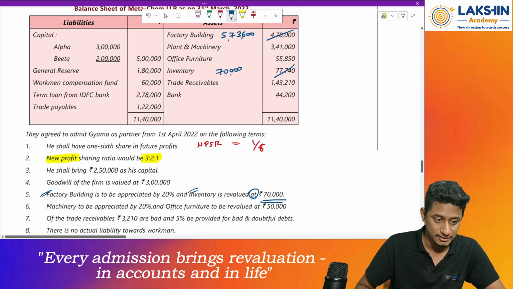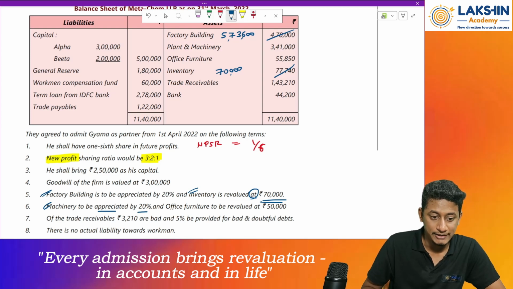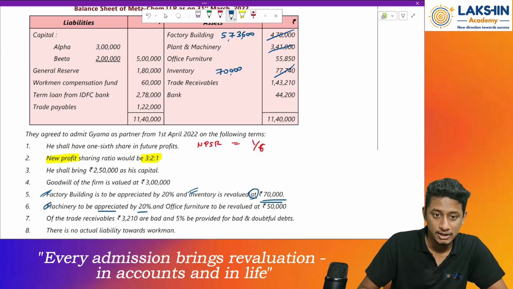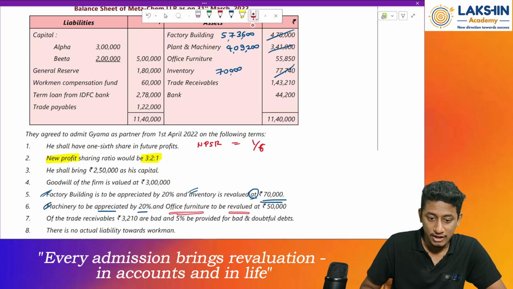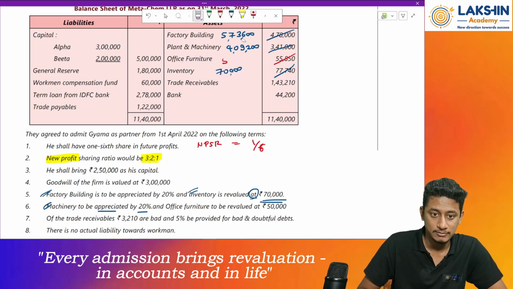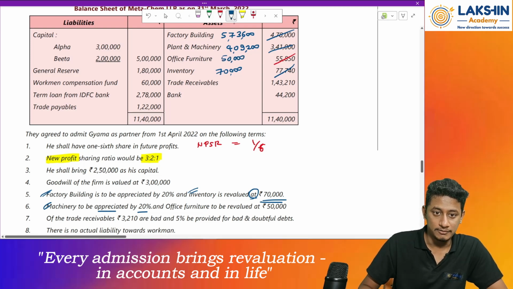Clear? Okay. Now next. Machinery is being appreciated by 20%. So machinery has been appreciated by 20%. So from 3,41,000 it has increased by what? 20%. So the new value will be 4,09,200. Clear? Okay. Next. Office furniture revalued at rupees 50,000. This is the new value of furniture. So that means from 55,850 the value is how much? 50,000. Change the color. Rupees 50,000. Okay. Next.